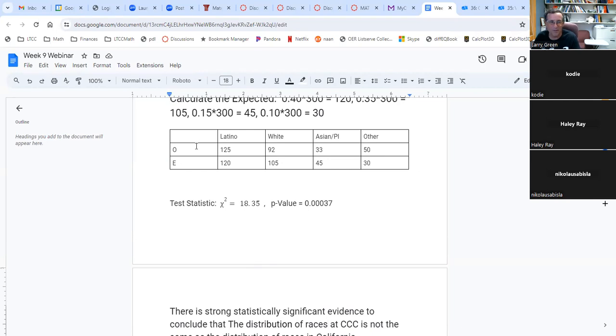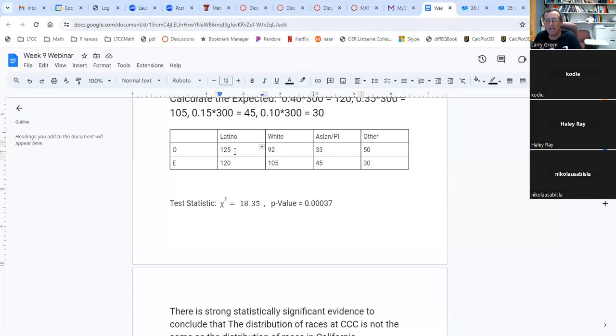Because hey, we observed 125 Latinos and we only expected 120. So there were more Latinos. Can you say that the reason is because Latinos are overpopulated? Can you say that? Any thoughts? Okay, the answer is definitely no. You can't say that from this test.